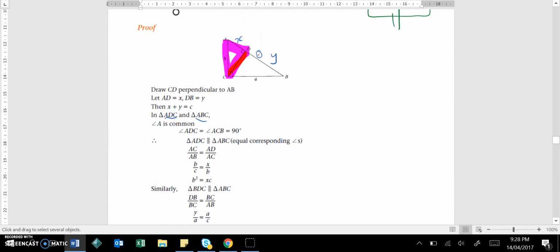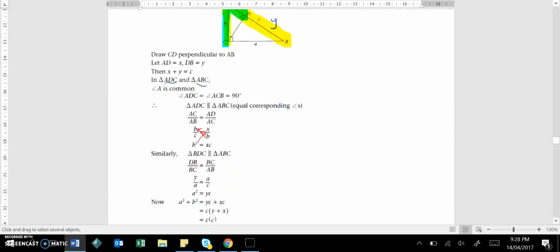So AC, this line here, over AB equals AD over AC. So big sides over the small sides, and that equals B over C equals X over B. Then we've got cross multiplying here. Doing that times that and that times that, B squared is XC.